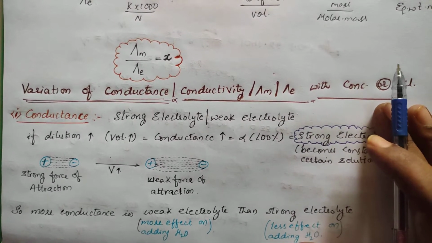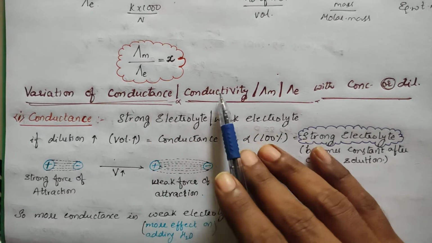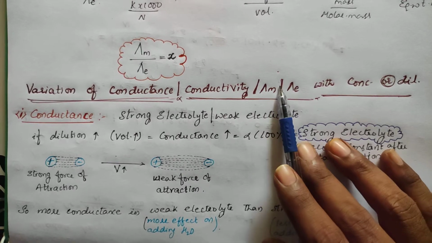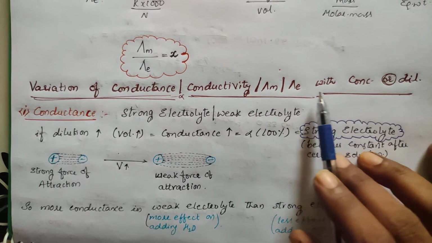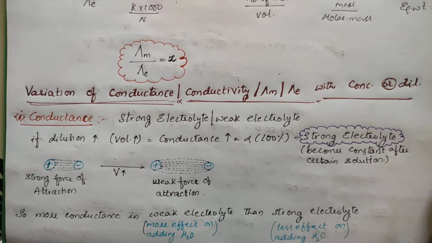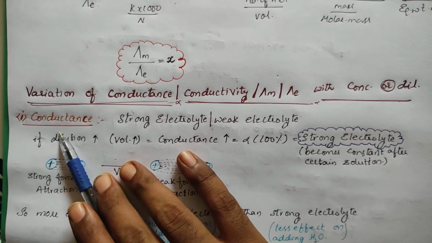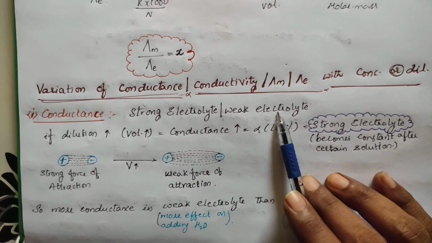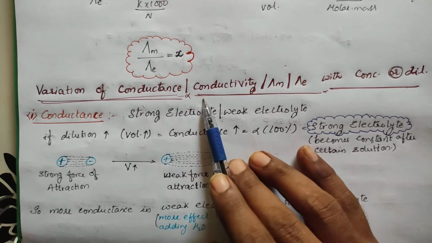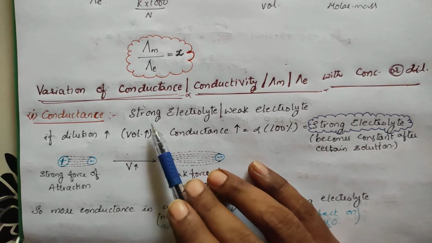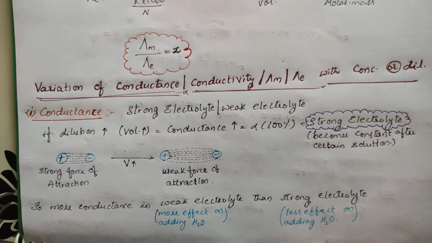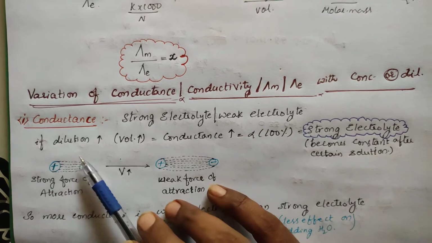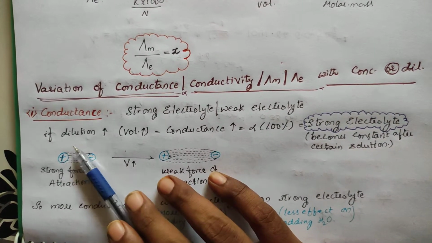Now let us take the variation of molar conductance or equivalent conductance with concentration, one condition, and with dilution, another condition. With respect to conductance, you can see it for strong as well as weak electrolytes. Let us go for the strong electrolyte first. Dilution increasing means you are increasing the water in it, so that the volume increases.